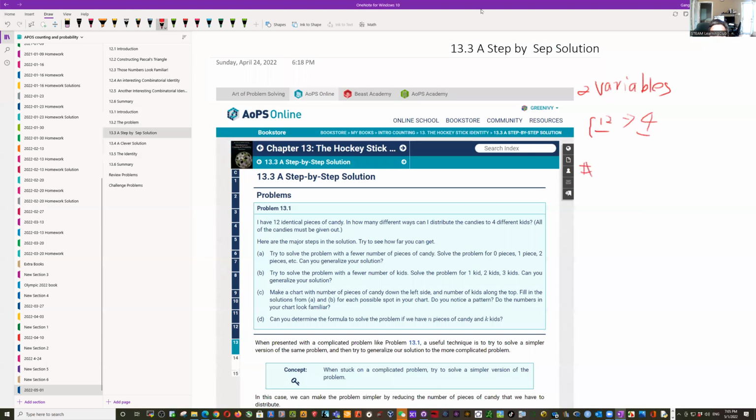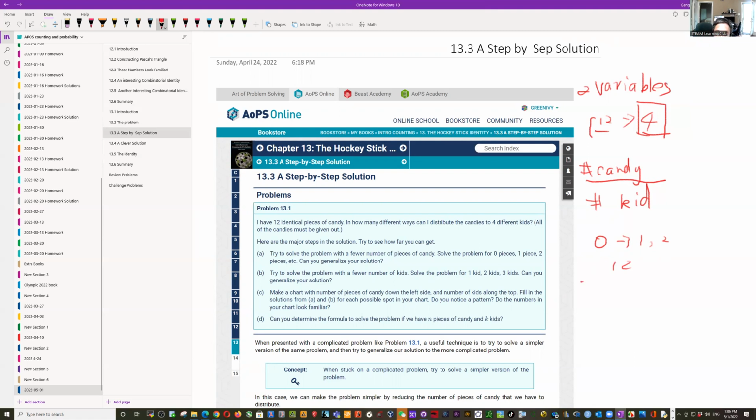So the number of candy and also the number of kids. We can try to fix the number of kids to 4, then start from fewer candy, for example, from 0 candy, to 1 candy, 2 candy, all the way to 12 candy. So if we reduce this problem in this fashion, this is one method.